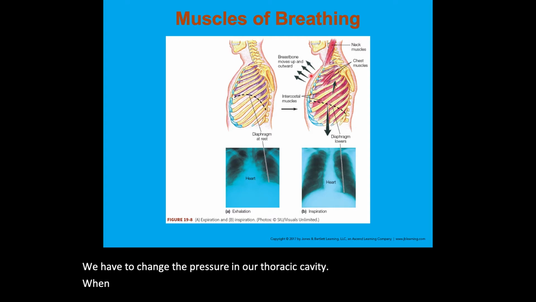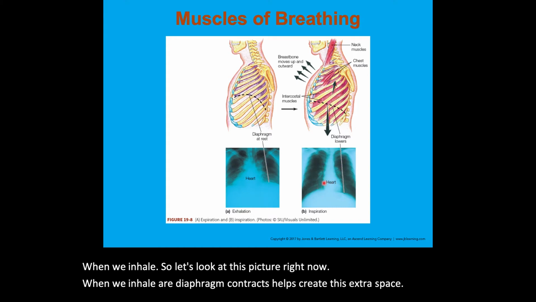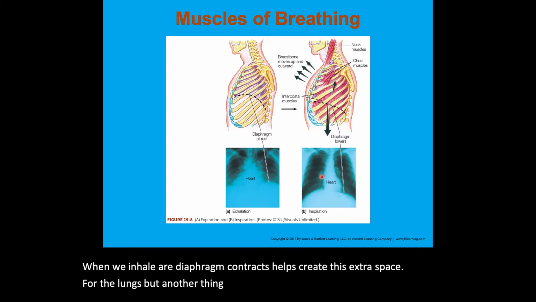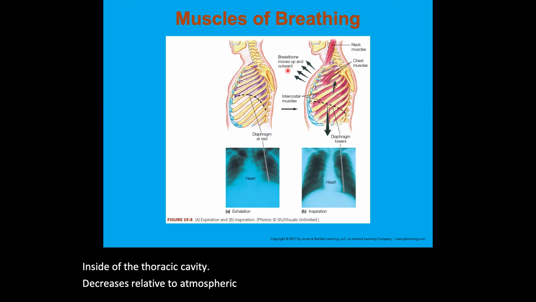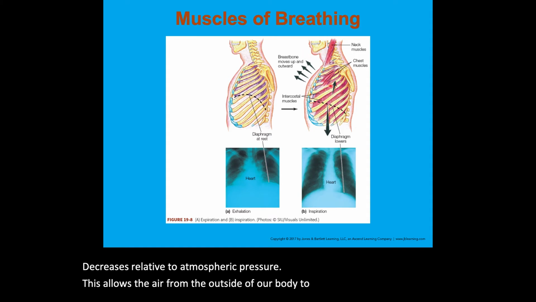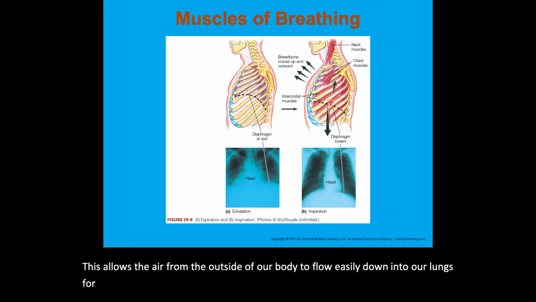When we inhale, so let's look at this picture right now. When we inhale, our diaphragm contracts, helps create this extra space for the lungs. But another thing that occurs is that the pressure inside of the thoracic cavity decreases relative to atmospheric pressure. This allows the air from the outside of our body to flow easily down into our lungs for gas exchange.